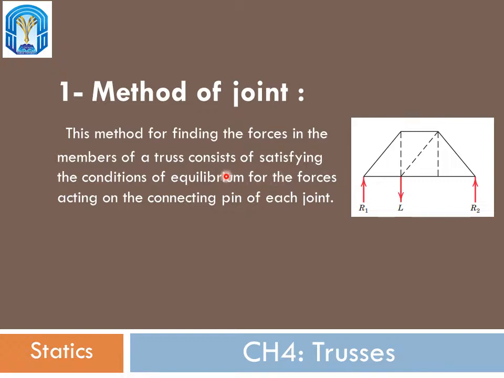Method of joints. This method for finding the forces in the members of a truss consists of satisfying the conditions of equilibrium for the forces acting on the connecting pin on each joint.